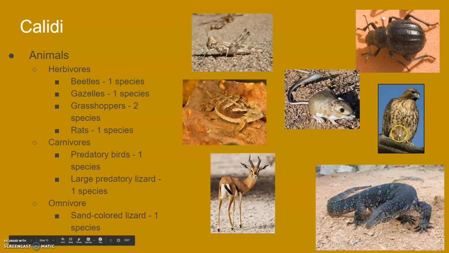Carnivores, there's a predatory bird you see here, a large predatory lizard down in this corner, and last but not least, an omnivore. Omnivore means it eats both meat and plant matter. And the omnivore is the sand-colored lizard pictured here.